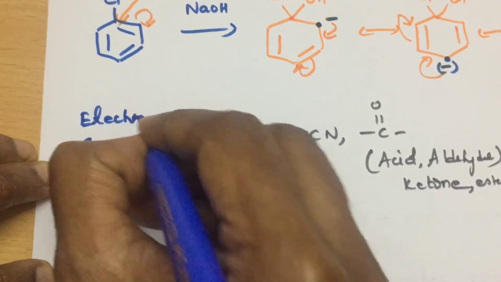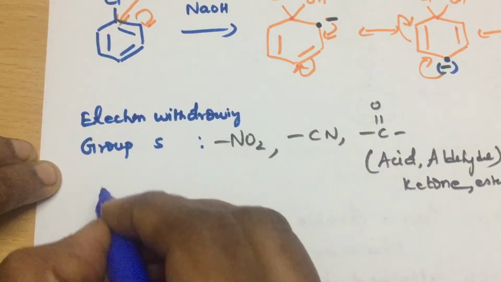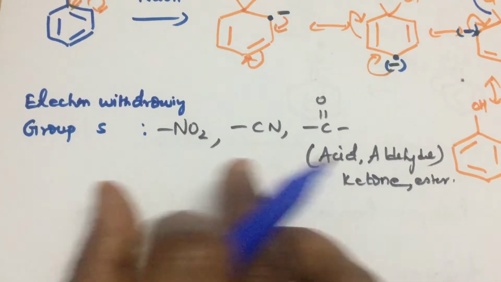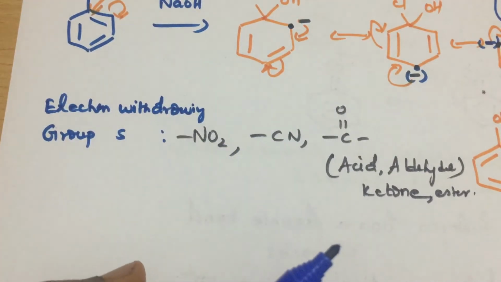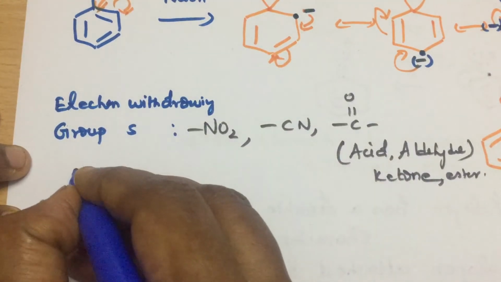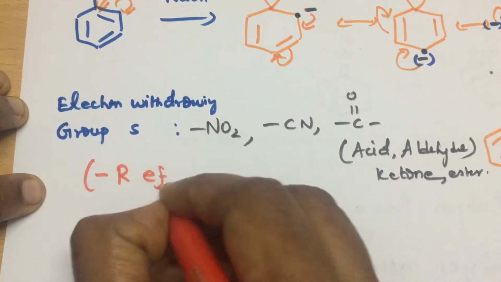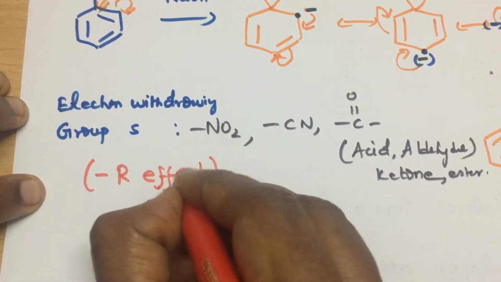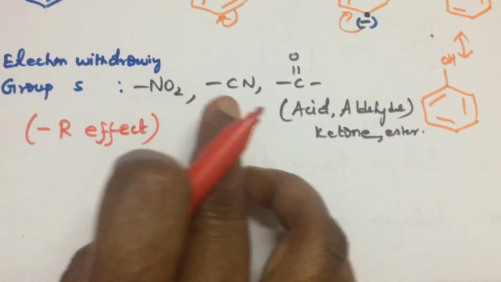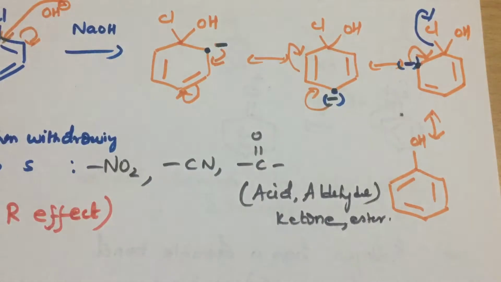So what will it do? See, when there is a surplus of electron density flowing, we need groups to balance the effect. So these groups, from the name itself, you know, will withdraw electrons, will absorb electrons. So in an aromatic ring, we call these groups as minus R effect, minus resonance effect. So what are the groups? Nitro, cyano, and carbonyls. We need these groups to balance the electron density.